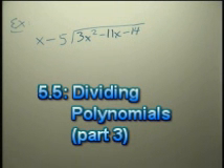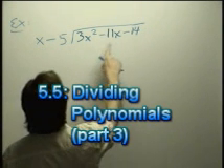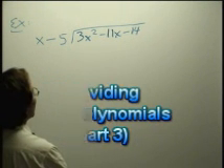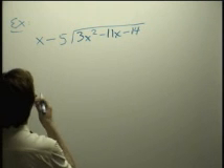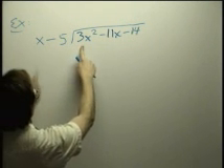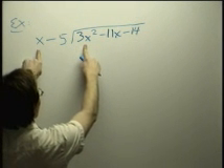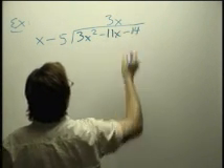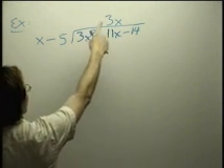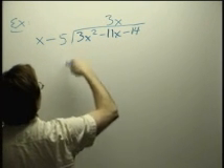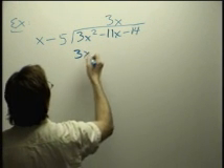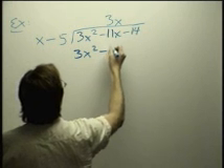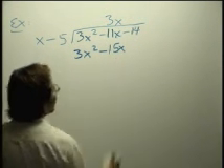Let's look at another example. We have x minus 5 divided into 3x squared minus 11x minus 14. So, as we did before, we look at the first terms. x goes into 3x squared 3x times. To get the remainder, we take 3x times x minus 5, so we'll have 3x squared minus 15x.